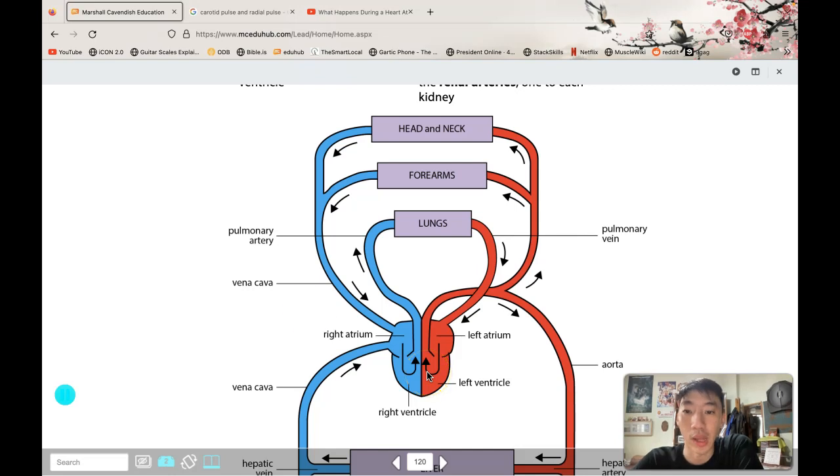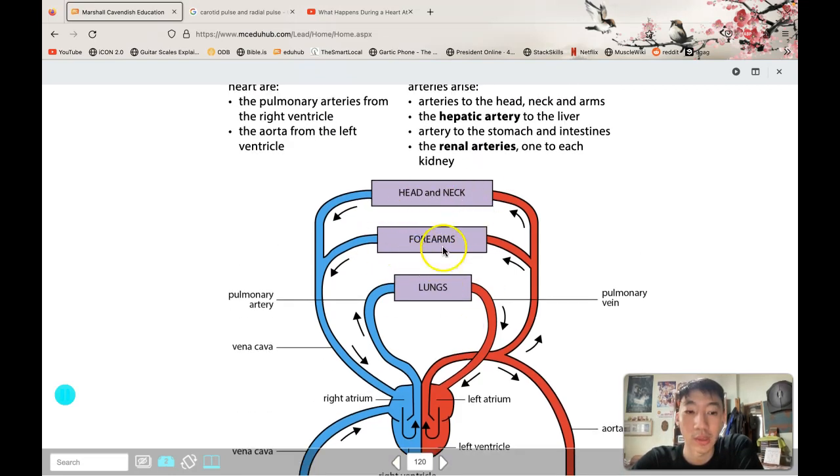Now remember the word artery. The word artery simply means carrying blood away from the heart, and the word vein means carrying blood towards the heart. Okay, so don't get confused even though you see it's red or blue. Just focus on whether it's going away or towards. There are definitely arteries and veins that are connected to our necks, our heads, our forearms, but we don't have to know the name for those.